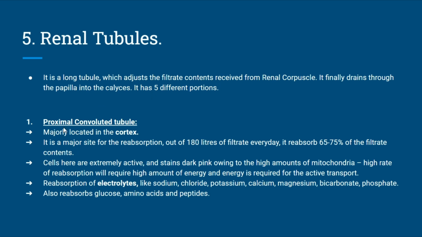So the very first portion is the proximal convoluted tubule. It is majorly located in the cortex, and it is one of the major sites for reabsorption. If there are 180 liters of filtrate every day, it reabsorbs at least 65 to 75% of the filtrate contents, and the cells over here are extremely active. That is because they are required to do active transport, and because of that, they have a high amount of mitochondria. If you stain with H&E, you see that dark pink color because of the high amount of mitochondria present, and there's a high rate of reabsorption that occurs here as well.